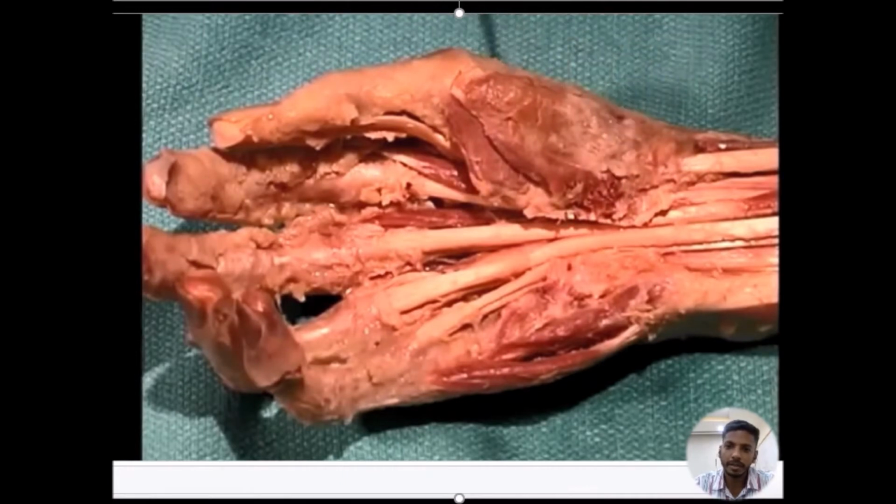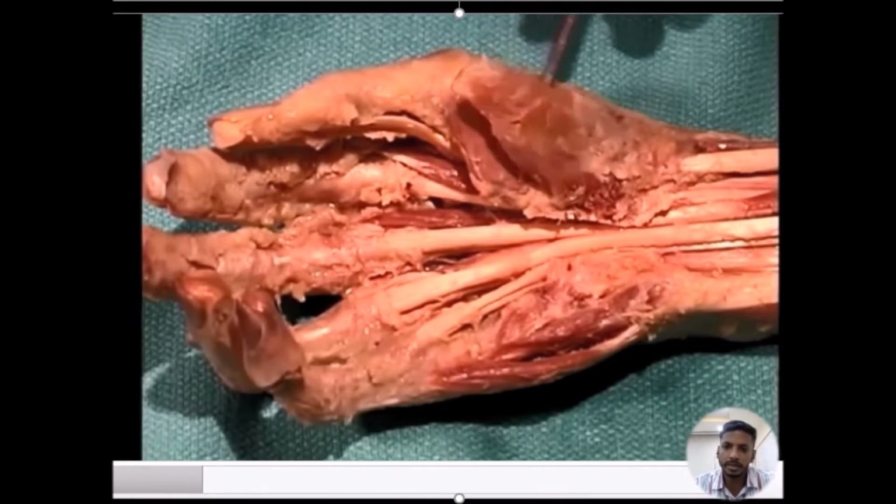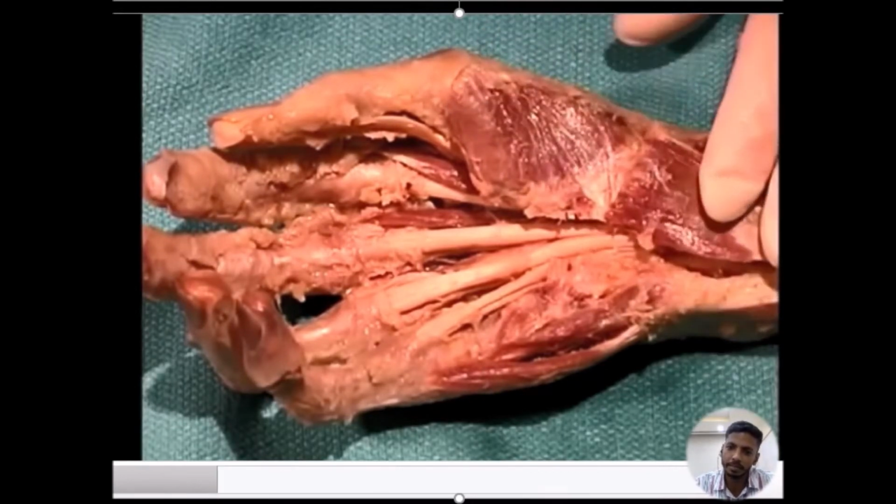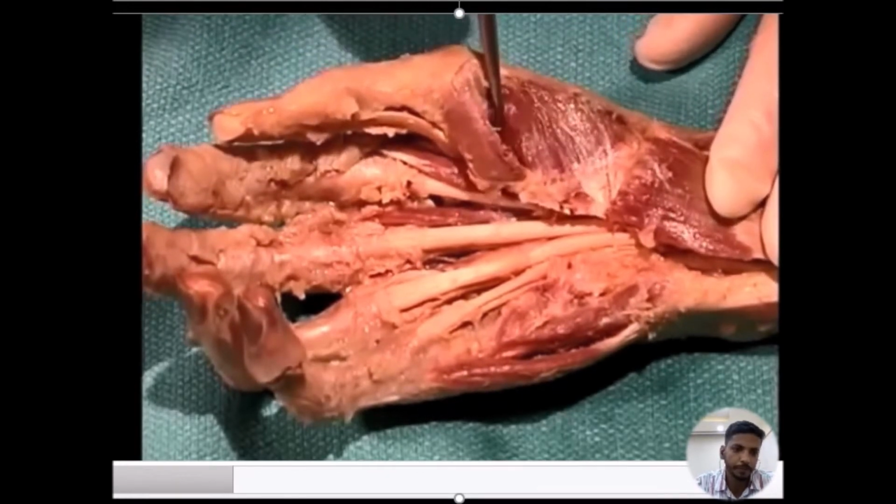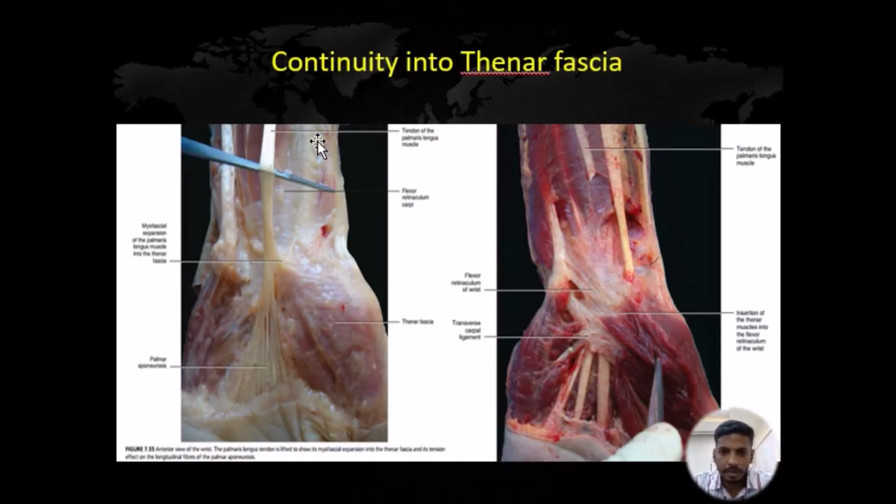These are the thenar muscles. They have attachments, probably a fascial attachment, with the flexor retinaculum, which is considered to be the thickening of the antebrachial fascia of the forearm. Thus there is a link formed between these thenar muscles and the antebrachial fascia of the forearm. In this picture, this is the palmaris longus and this is the palmaris longus aponeurosis. There is a link, a fascial continuum or myofascial expansion, between the palmaris longus and the thenar fascia, which envelops the thenar muscles. Thus there is a continuum between the forearm and the hand.